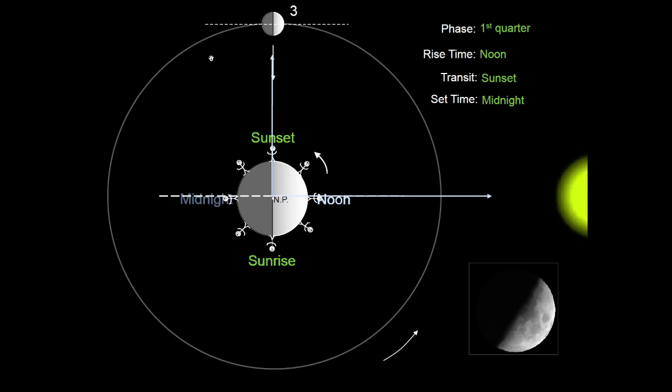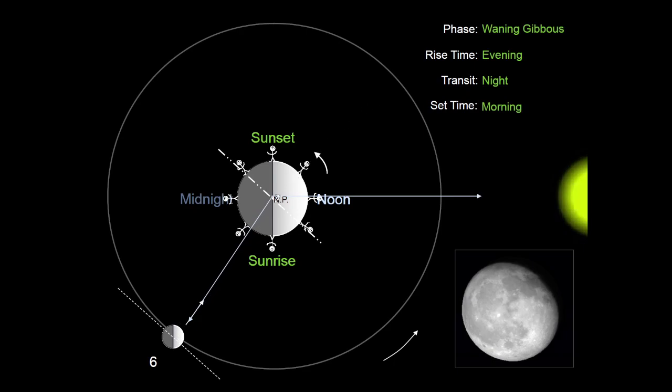So if the moon is on your western horizon point, and it's a first quarter moon, you can only see about half of the visible part. You know that it's about midnight, and it's kind of neat.